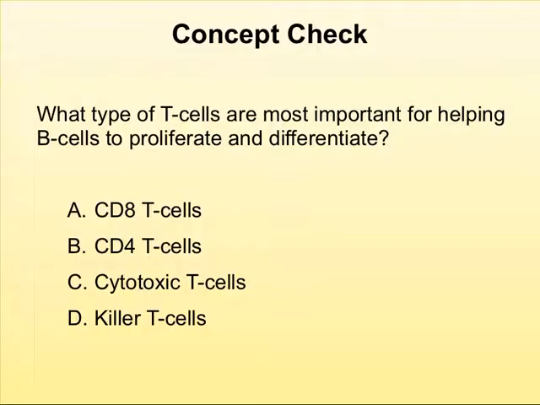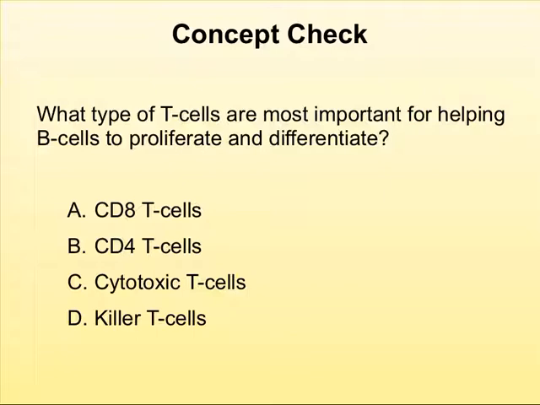And then before we leave this section, how about a quick concept check? What type of cells are most important for helping B cells proliferate and differentiate? CD8 variety T cells, CD4 variety T cells, cytotoxic T cells, or killer T cells? Well, really, we're reviewing the functions of these different T cells. So this is a great question.